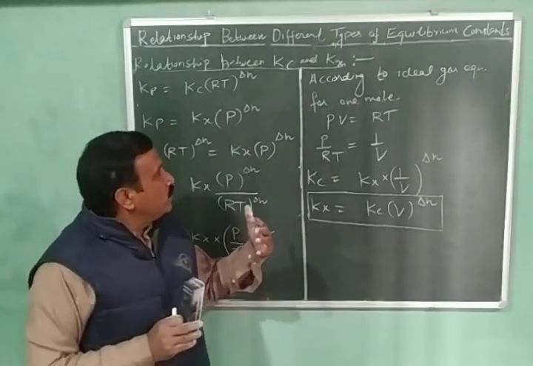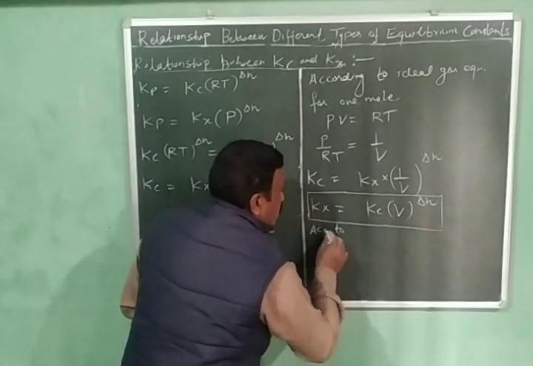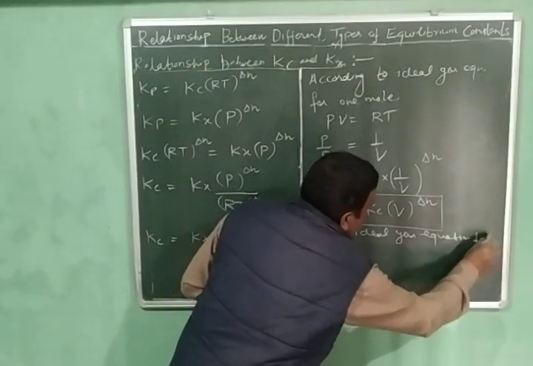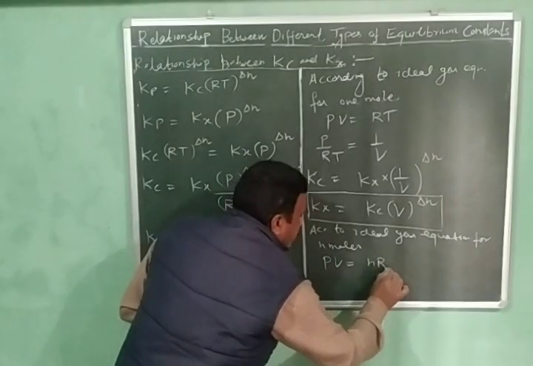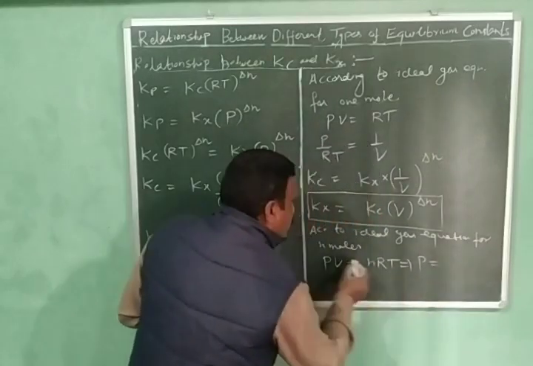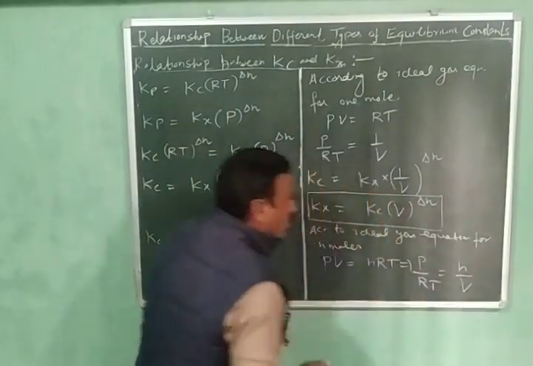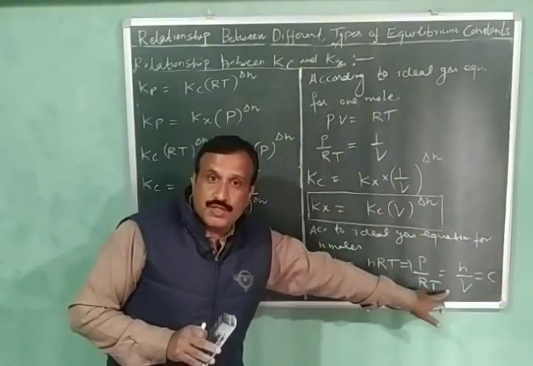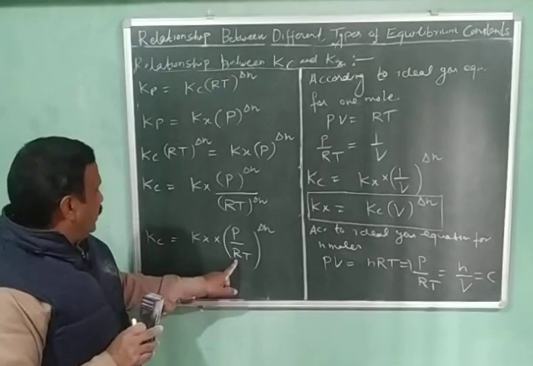If we use the ideal gas equation for n moles, we will have PV is equal to nRT, which implies P upon RT is equal to n upon V. And n upon V, as I explained in the beginning of this video, is the molar concentration, that is the number of moles per liter, and it will be equal to C. Then I will substitute the value of P upon RT in this expression.